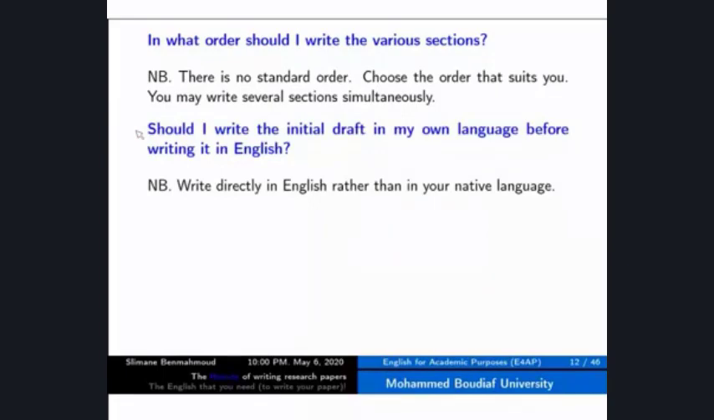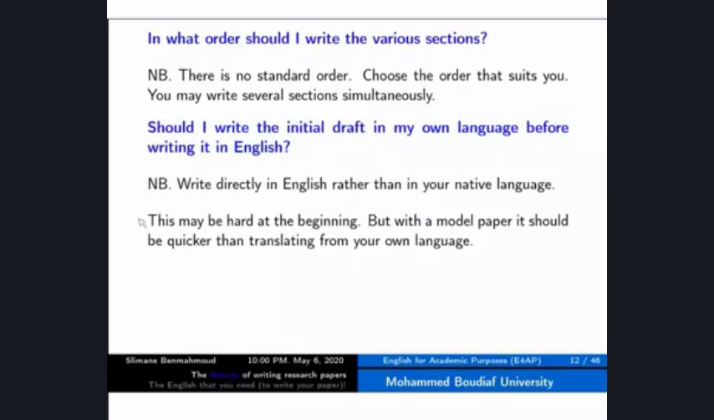As advice from me to you, please write directly in English rather than your own native language or even your second language. You should not write your first manuscript in Arabic or in French. You have to start directly writing it in English. Why? This may be hard at the beginning, but with a model paper, as I have suggested, it should be quicker than translating from your own language to English.